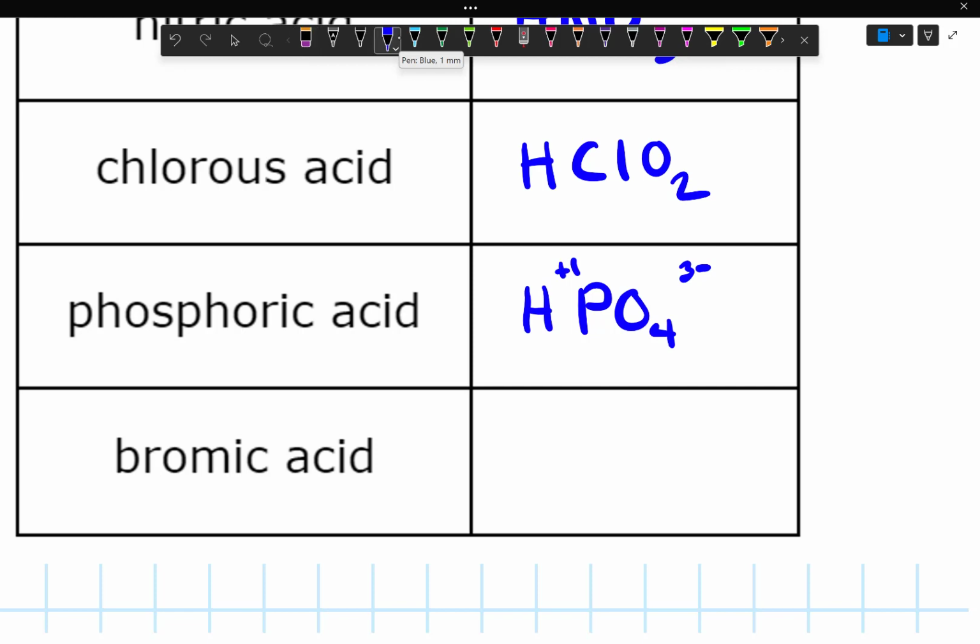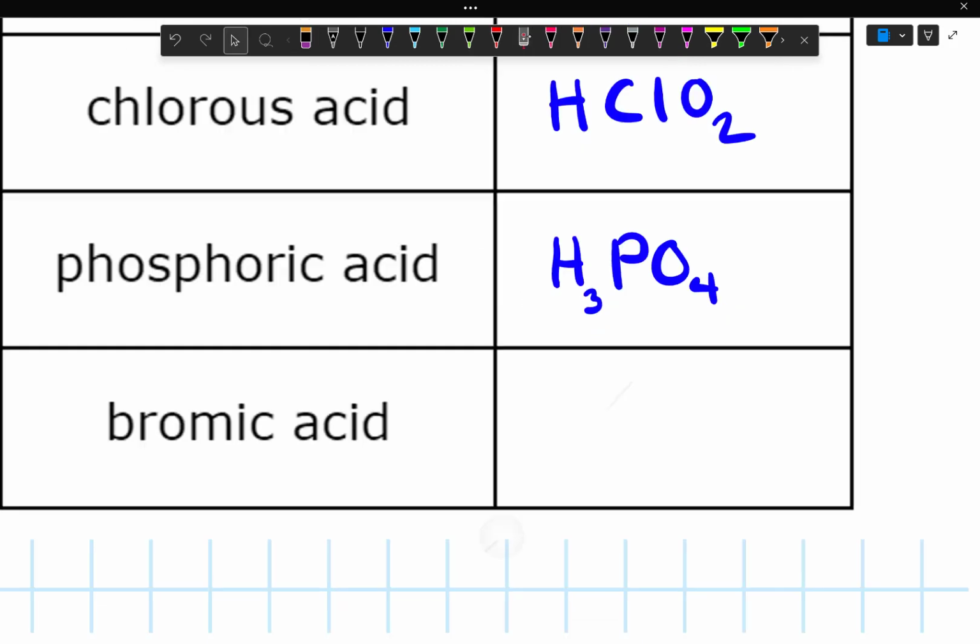So if we have a -3 charge on the phosphate side, and we have a +1 charge on the hydrogen side, we're going to need 3 of these hydrogens in order to balance out the -3 charge. So that is a +1, +1, +1 from our hydrogens to balance out the -3 charge for our phosphate. So that is going to be our final answer for phosphoric acid.